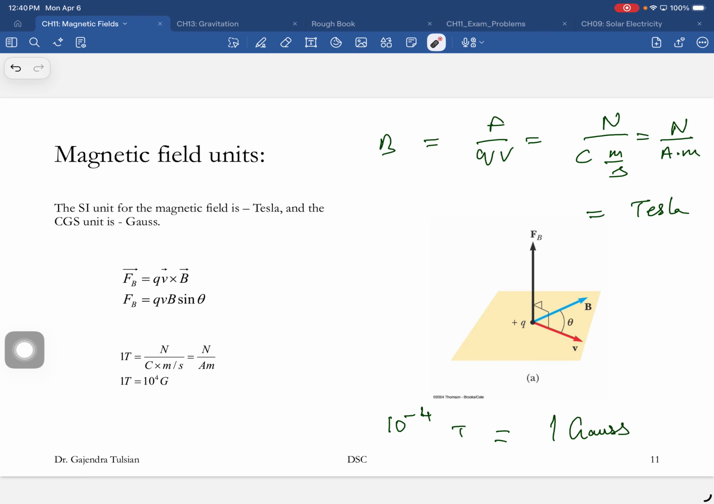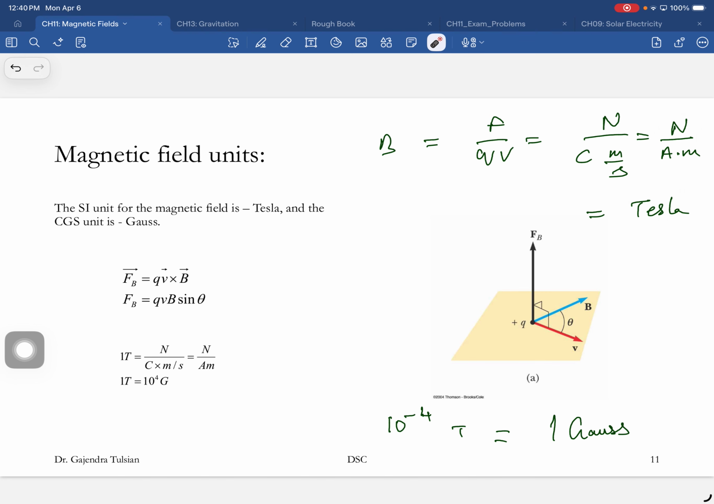So again, here's the magnetic force. So we can use this equation to define the units for magnetic fields. So we've seen all of this. Magnetic fields have units of force divided by charge times velocity. So Newton, Coulomb, meters per second. And coulombs per second is an ampere. So magnetic fields in SI units are Newton per ampere meter. And this combination is called a Tesla. Okay.